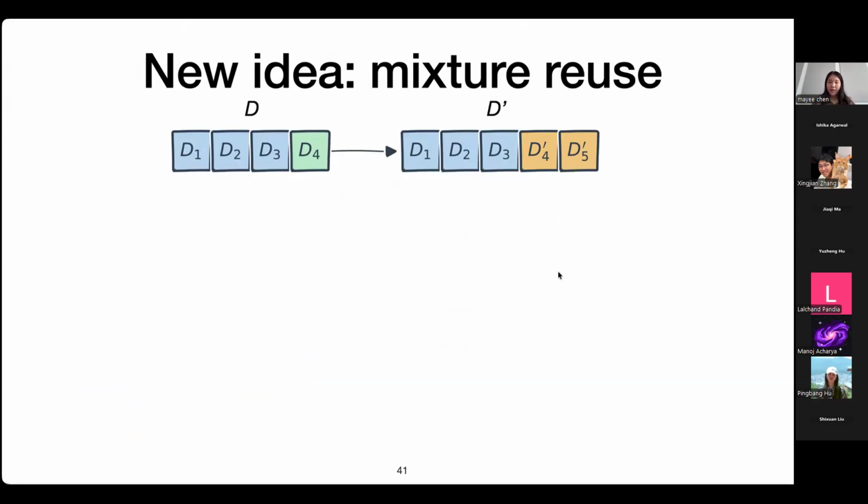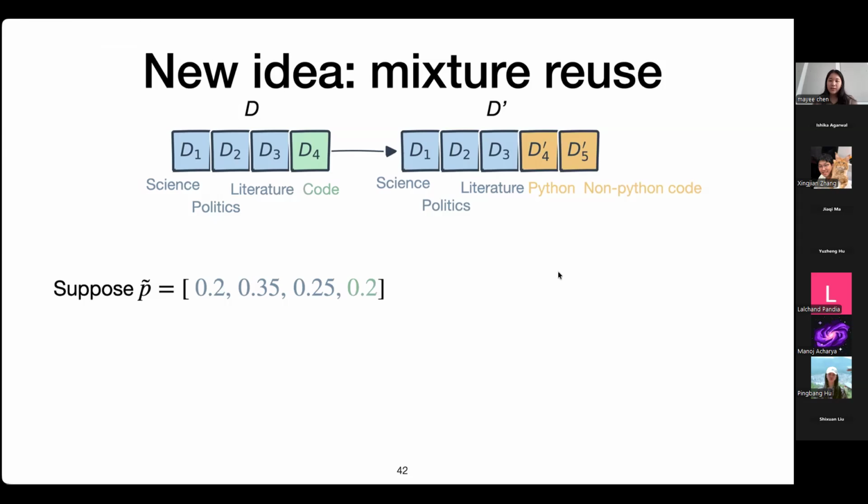So to explain our method, which we call mixture reuse, we'll look at this example of partitioning. You start out with 4 domains, and then the fourth one gets partitioned into 2 subdomains, D4 prime and D5 prime. So let's give some names to these domains. Let's say we start out with science, politics, literature, and code, and then code gets split up into Python versus not Python. And suppose we have these existing p tilde ratios over the initial 4 domains.